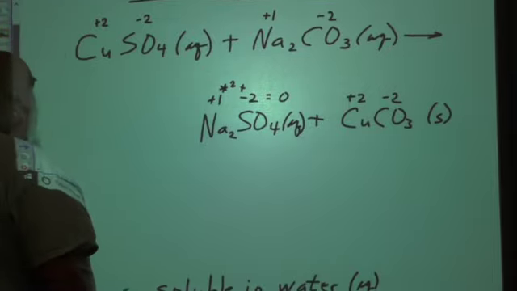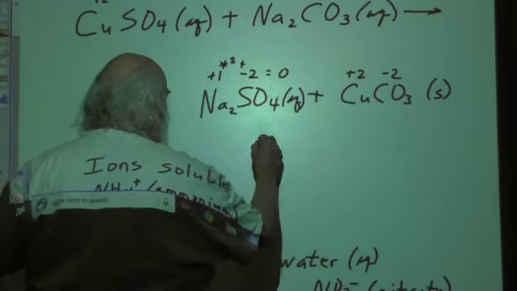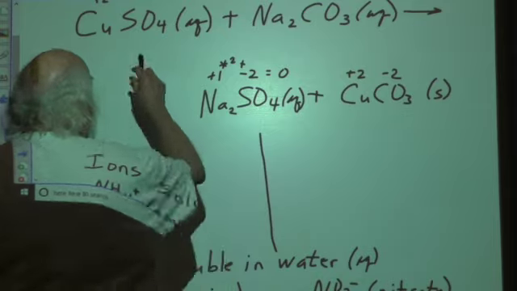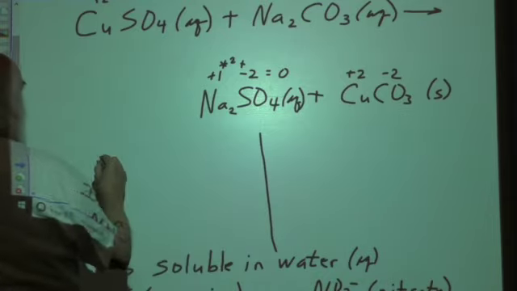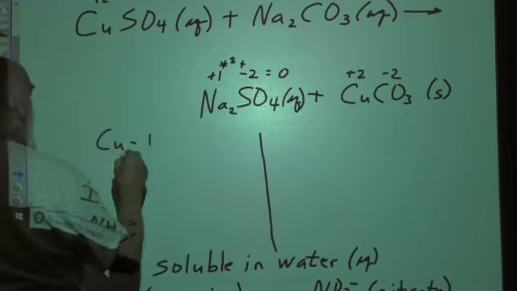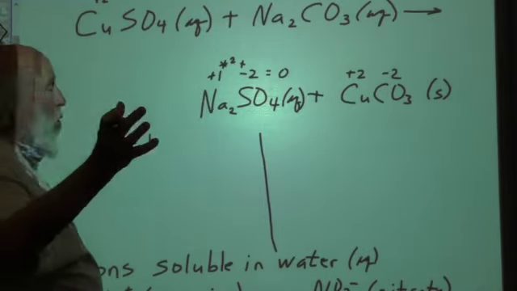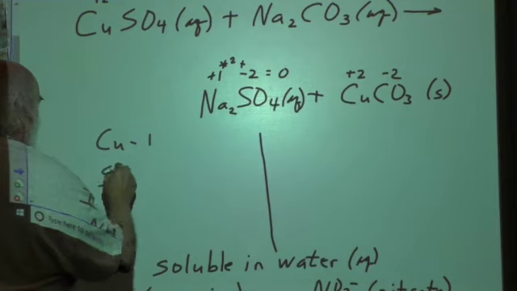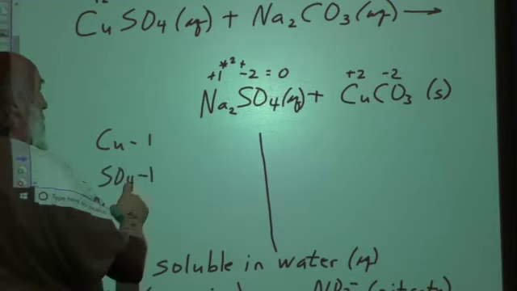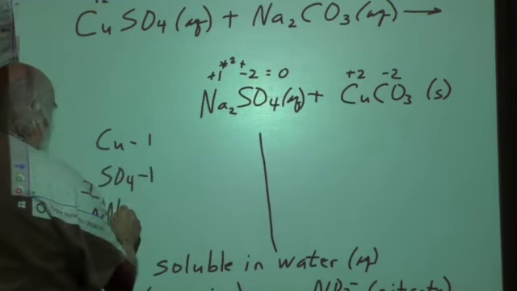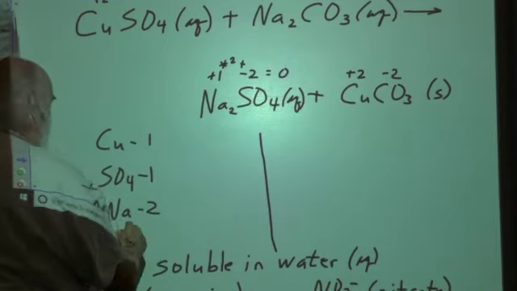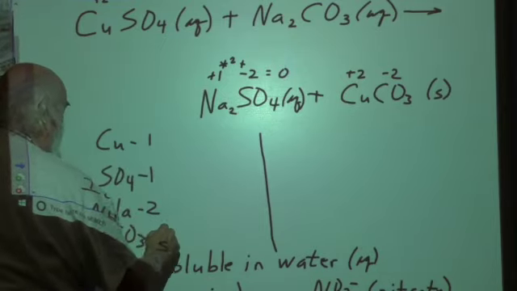Since this is rather spread out, I'm just going to go ahead and put a line right here, and this is going to be the left-hand side. So we've got copper with 1. Now, we're not going to split up sulfur and oxygen. We're going to treat it like it's its own element. So SO4, we've got 1 of them. Na, we've got 2 of them. And CO3, we have 1.